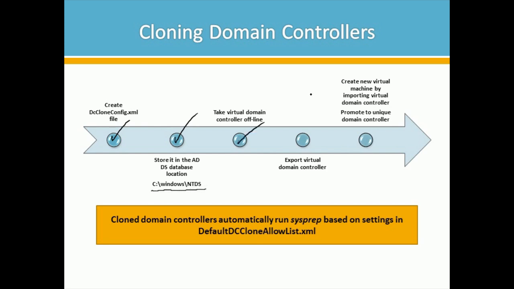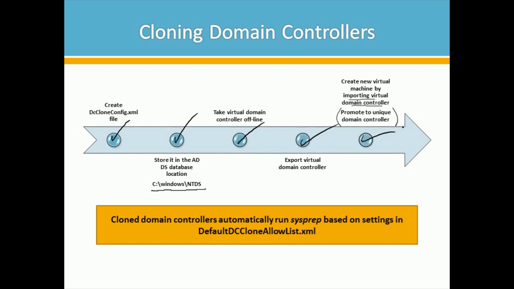You then want to take your virtual domain controller offline, shut it down. From there, you can export it. And then, once you export it, you can create a new virtual machine by importing that virtual domain controller. And what it will do is promote it, but to a unique domain controller within your network.